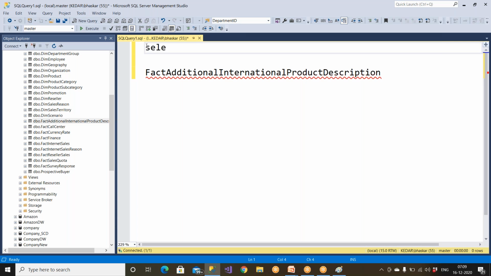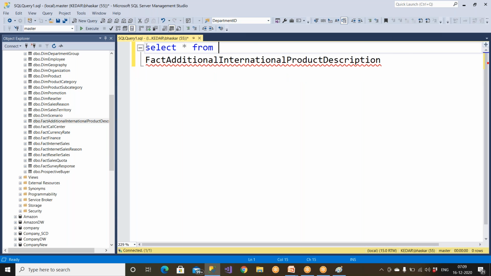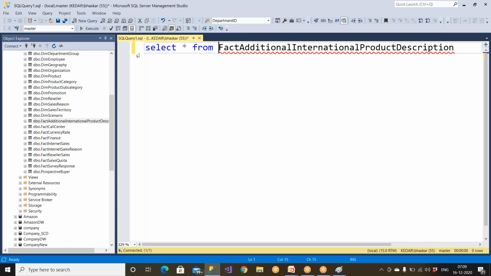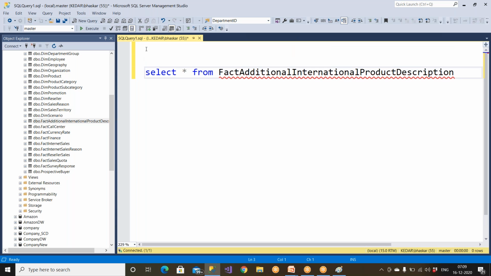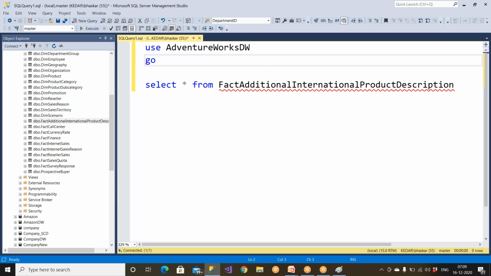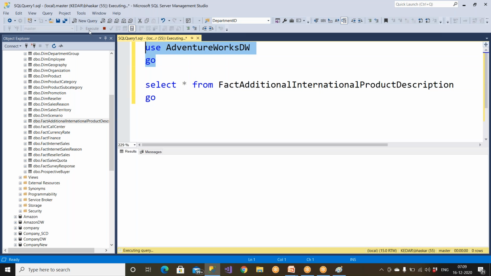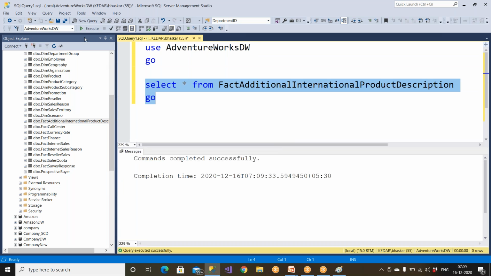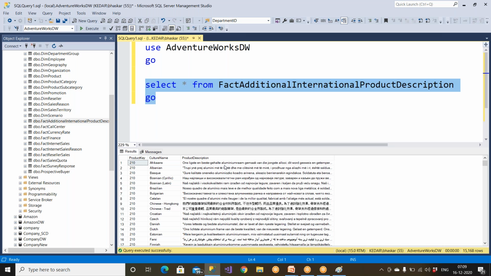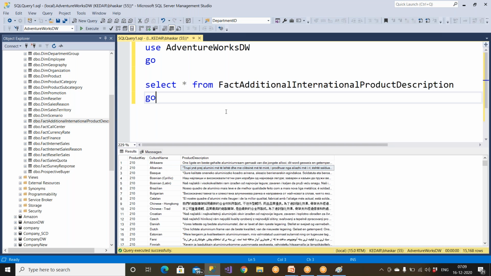So I'm writing some command. You don't worry about what I'm writing. This is the command to read the data. From where I wanted to read the data, I say use this database. This is the command. All these are SQL commands I'm writing, and you're going to be learning all of them very soon. I'm going to be executing this command. And see now, this is the data it is giving to us.